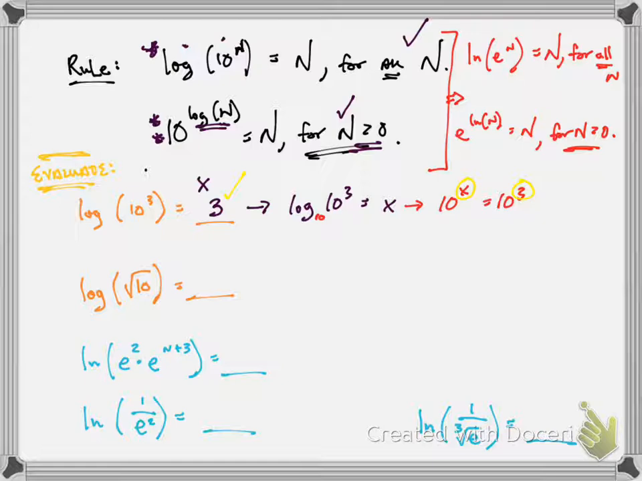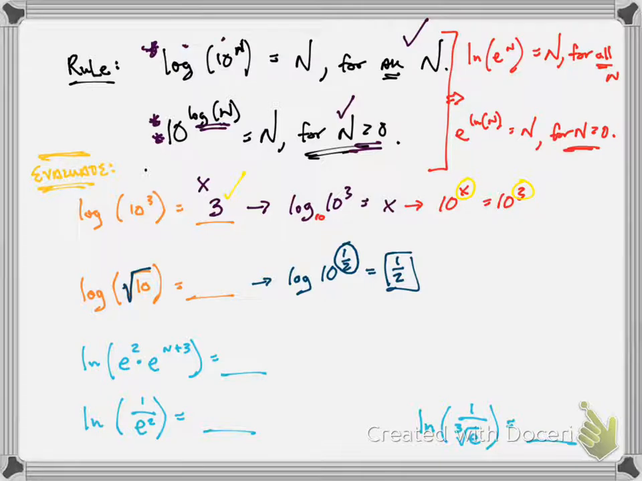How about the log of the square root of 10? Well, we could rewrite that as log of 10 to the 1/2, because the square root is the same as the 1/2 power. And now what I hope you see is you have the log of 10 to the n, where n is a half, and so the log of 10 to the 1/2 is going to have to equal 1/2.